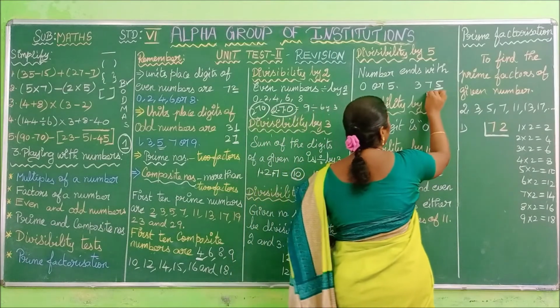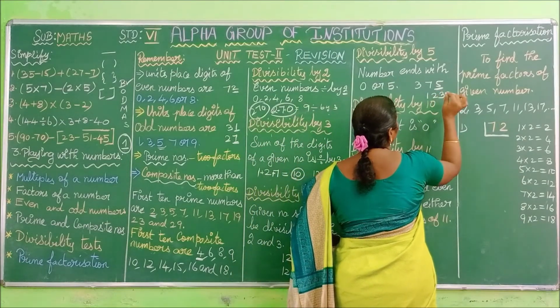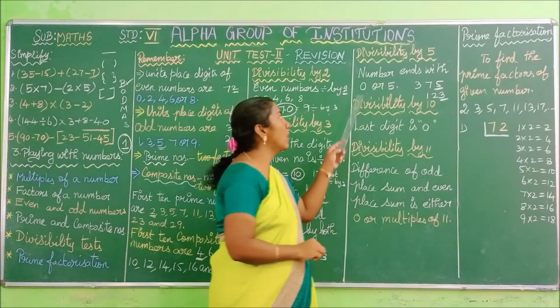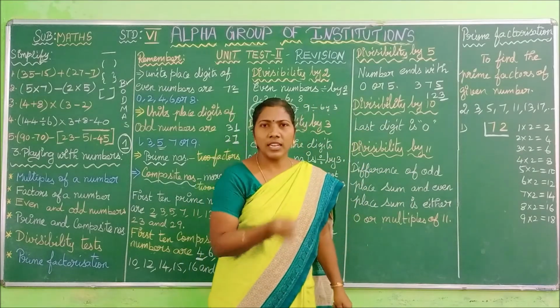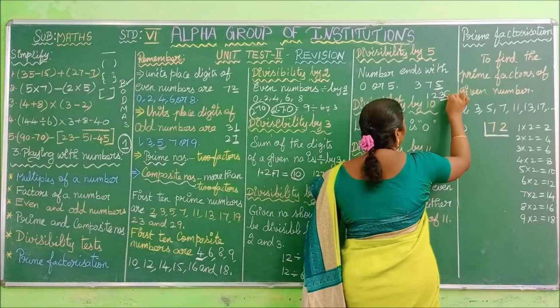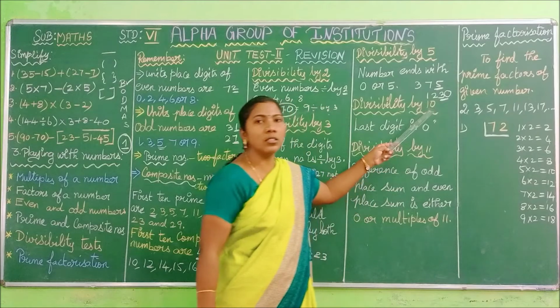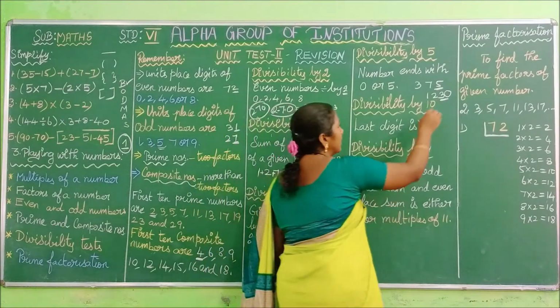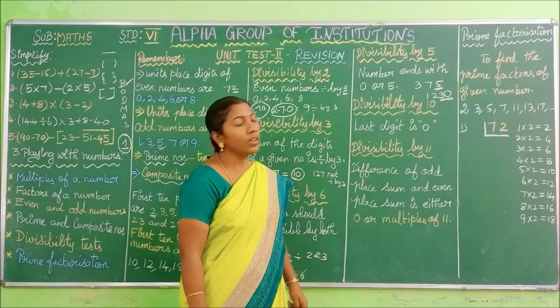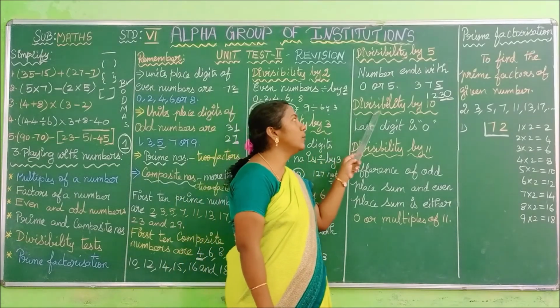Let us see one more example. 123. See the last digit. Last digit is 3. It is not 0 or 5. So we can say it is not divisible by 5. Suppose I am adding 0 to the number. See what is the last digit now? 0. Now you can say it is divisible by 5. Do you understand, children?